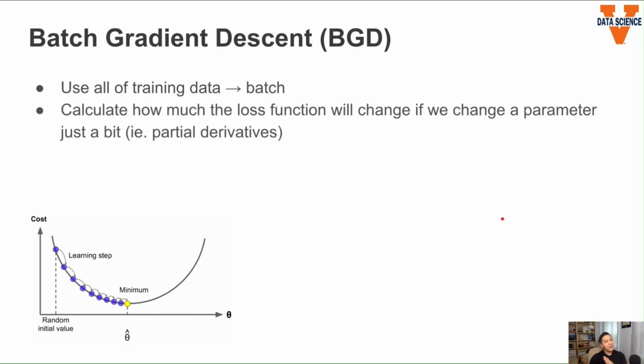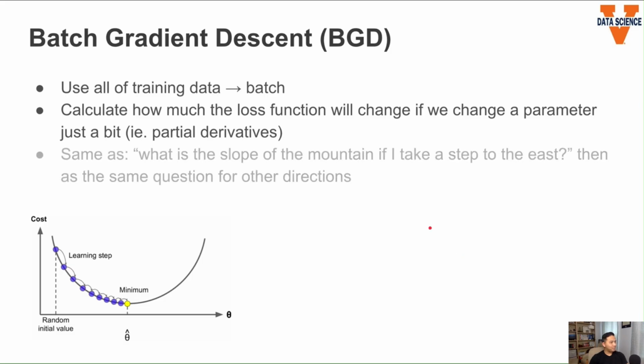We're trying to calculate how much the cost function would change if we change the parameter a little bit, right? And when you change the parameter a little bit, you know what that means: you take a partial derivative with respect to that parameter. In the mountain descent analogy, it would be: what is the slope of the mountain if I take a step to the east, and then you do the same thing for a step to the south, and then pick the steeper descent.